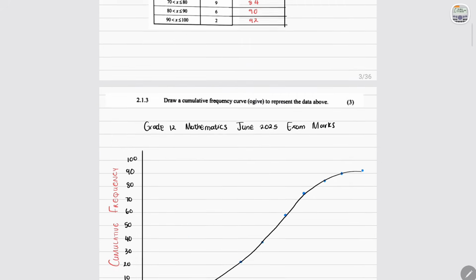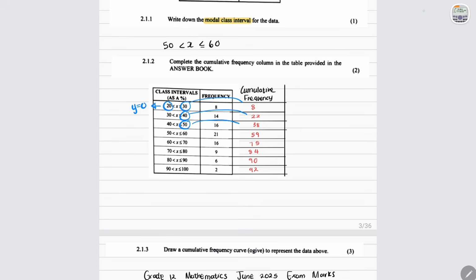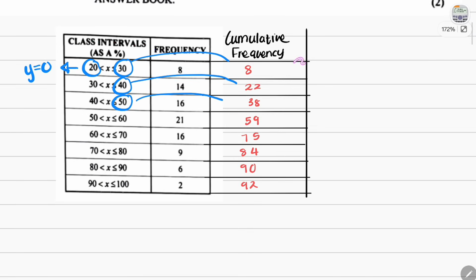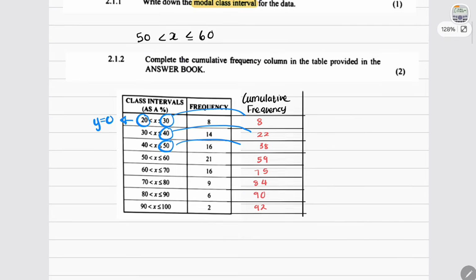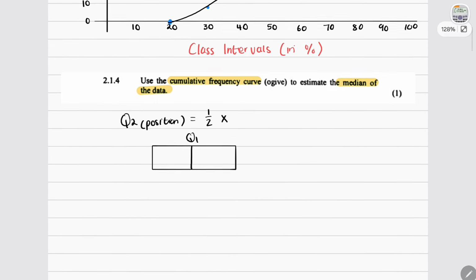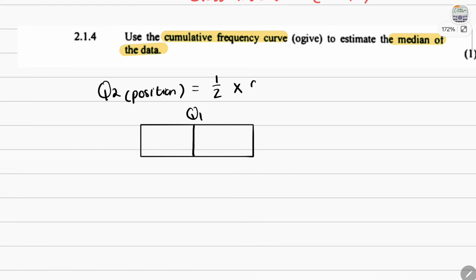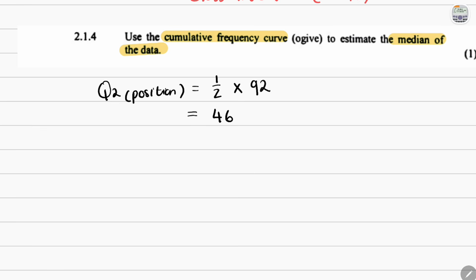Here, we know that we had a total of 92 learners. So when we were adding up the frequencies to get the cumulative frequency, we ended with 92, meaning there are a total of 92 learners here. And so you just say a half times 92, and then we get 45 plus 1, 46, right? And so we know that the median is going to be found at around learner number 46.